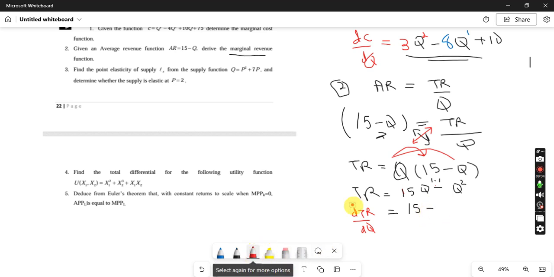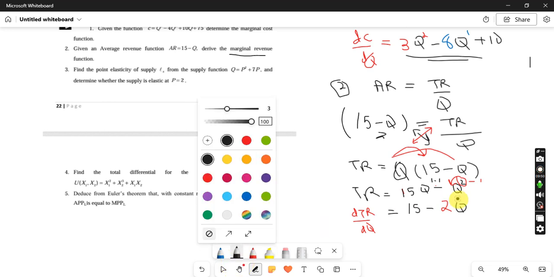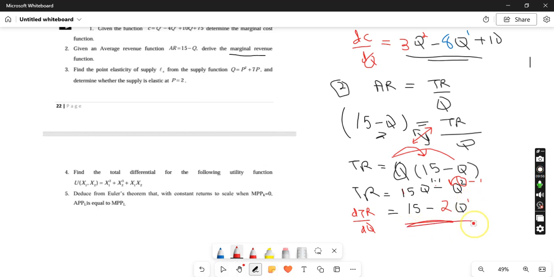Minus Q squared, we say 2 times Q, that is 2 times 1, that is 2. Then subtract a 1 from the power, and we have Q to the power 1. Okay, so our marginal revenue is 15 minus 2Q. Any questions?